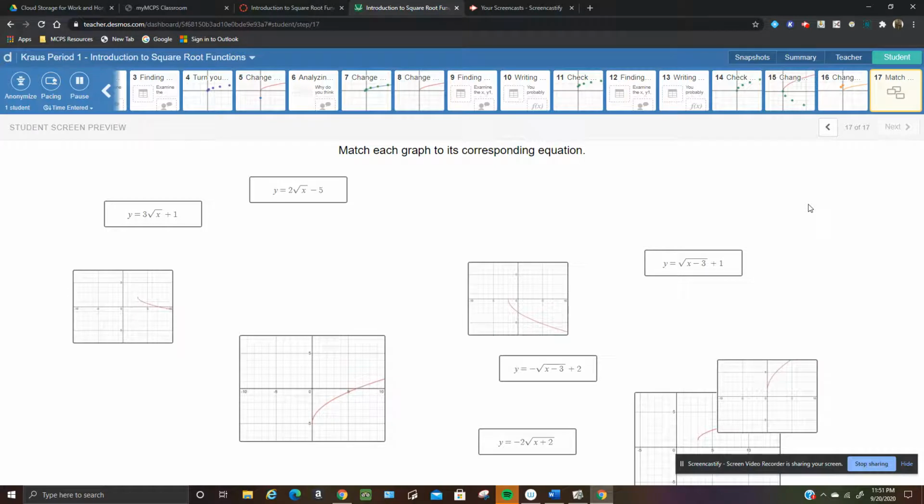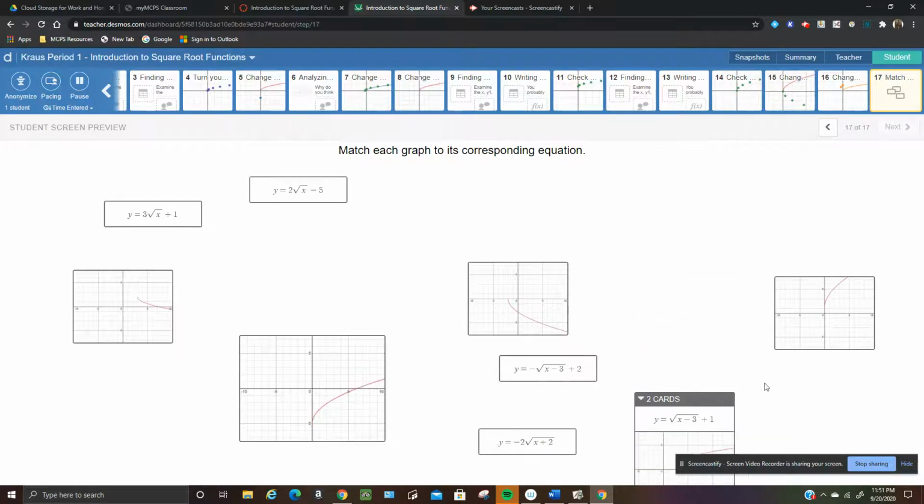Then match each graph to its corresponding equation. So let's move this over here. Let's look at the ones that don't have any multiplication in them. So this first one here, it's not negating anything. It's just moving the graph right 3 and up 1. So I think that one's this one here. So when it matches up, then the cards will connect together. So that's correct for that one.